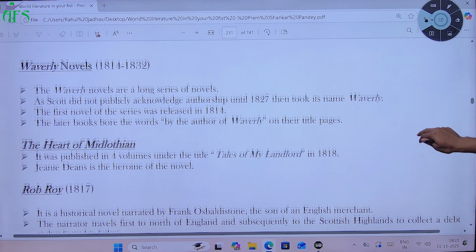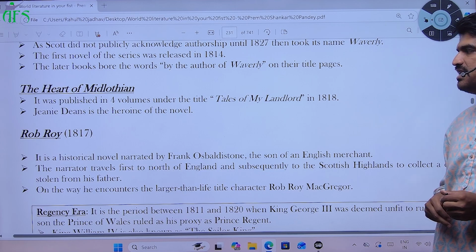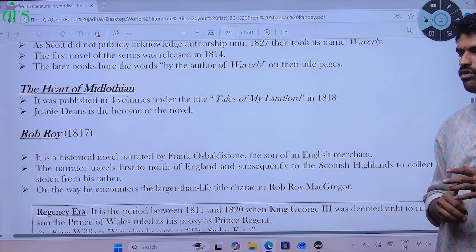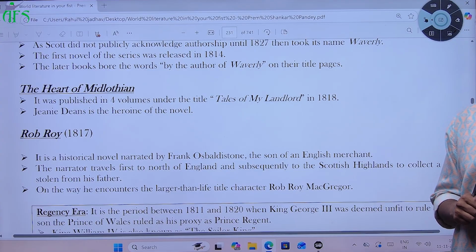Then The Heart of Midlothian. It was published in four volumes under the title Tales of My Landlord in 1818. Jenny Deans is the heroine of the novel. We have to keep in mind, we may have a question on The Heart of Midlothian and its heroine.